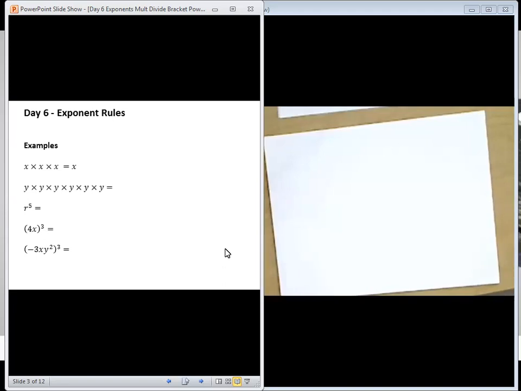You can have more than just X's and Y's multiplied together. Depending on the meaning of the questions, you might have a different letter R altogether. But then you start getting fancy things.